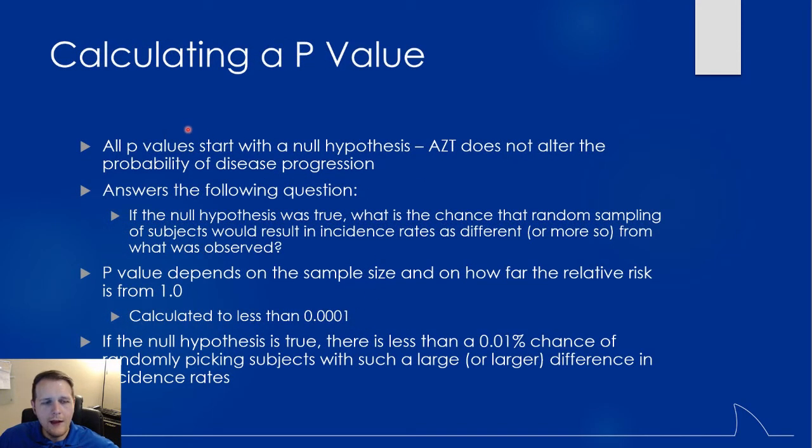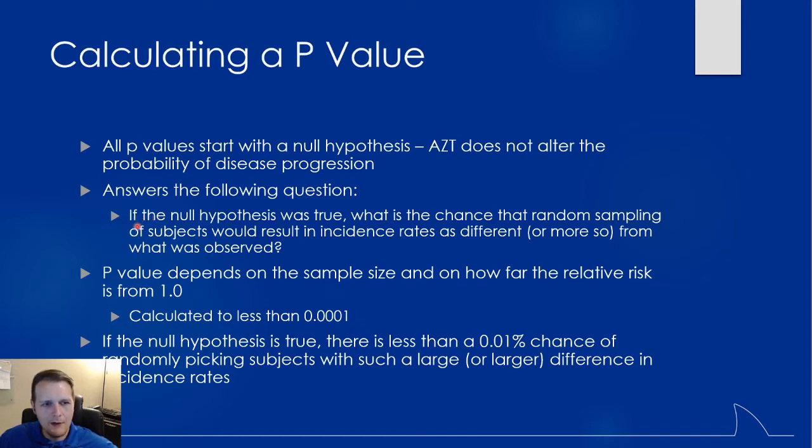So when you're calculating the p-value, you're always starting off with a null hypothesis. And in this case with this study, you'd say that AZT does not alter the probability of disease progression, right? You'd say that there's no difference between the groups. It doesn't matter if they got AZT or placebo, no difference there, okay? And so when we find a p-value, especially a low p-value, what it's telling us is that there is a true difference, that by giving someone AZT, you are less likely to have them develop a disease progression, okay?